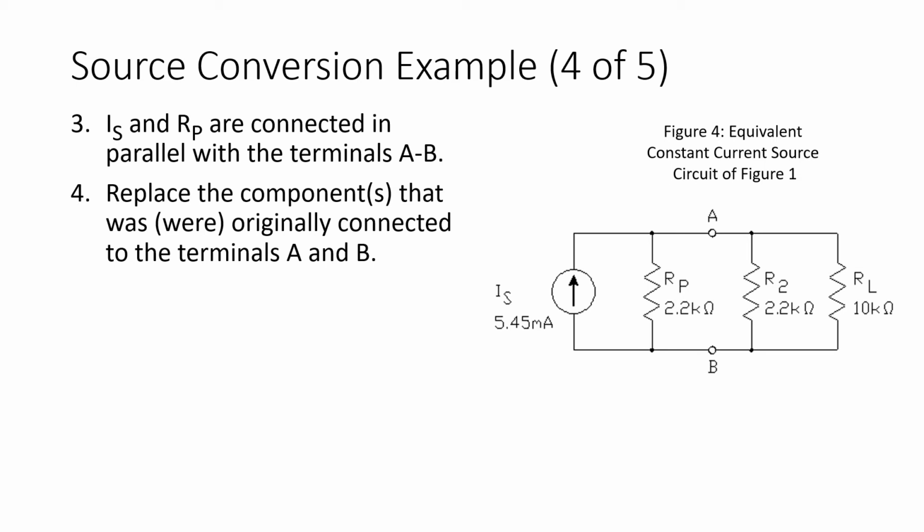So the circuit of Figure 4 shows our equivalent constant current source circuit. Now again, understand that R2 and RL cannot tell the difference between the circuit of Figure 4 and the circuit of Figure 1. With respect to components that are to the right of terminals A and B, this current source and parallel resistance is equivalent to the voltage source and series resistance in Figure 1.